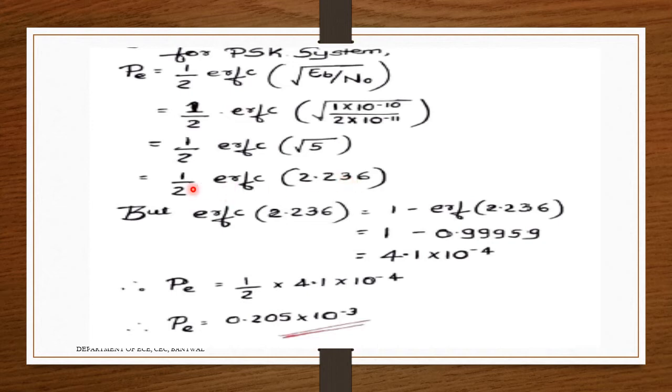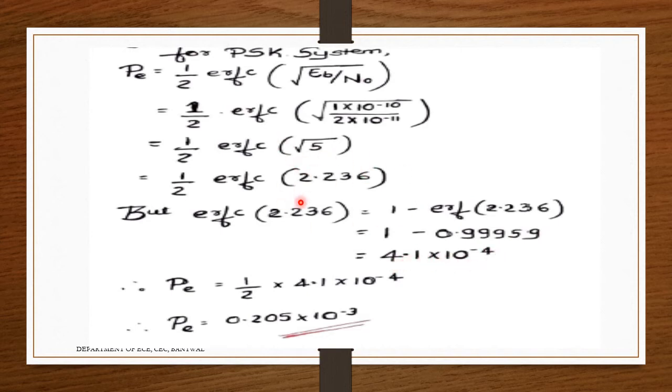2.236. So the complementary error function of 2.236 is what? It is equal to 1 minus the error function of 2.236. They have given the error function, not the complementary error function. So 1 minus 0.99959, that is equal to 4.1 into 10 to the power of minus 4.